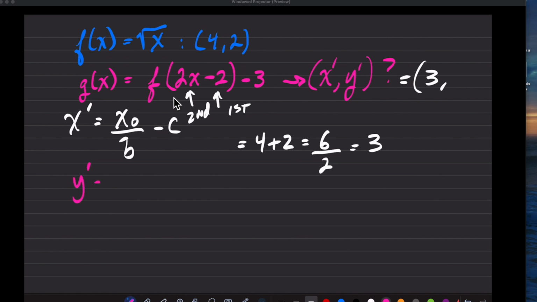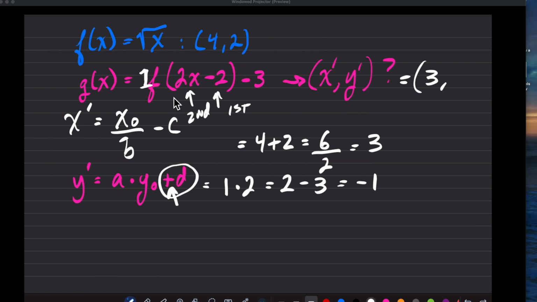Now we'll do our y prime. The y prime is always easier. It's going to be a times y original plus d. We have a hidden 1 here in front as our a value, so we're going to do 1 times 2 equals 2, and then we're going to do negative 3 equals negative 1. Recall, when you have a positive sign in the generic formula, you take exactly what you see and utilize that. Okay, so our new point, x prime, y prime, is going to be 3, comma, negative 1.